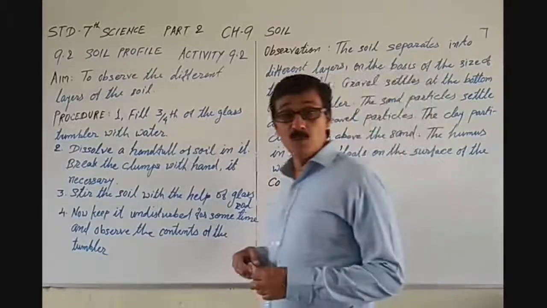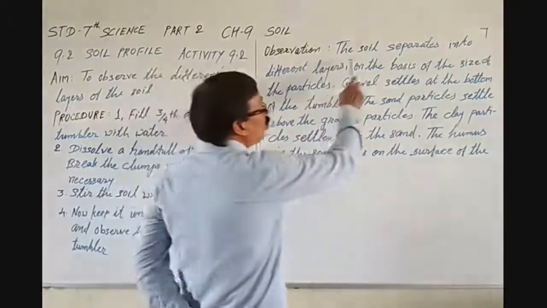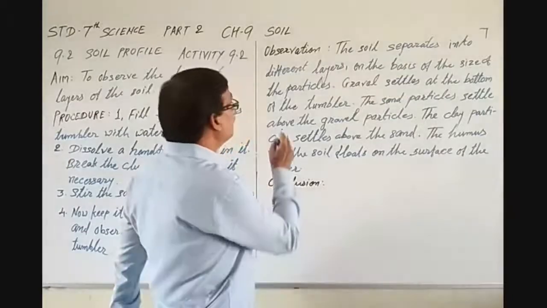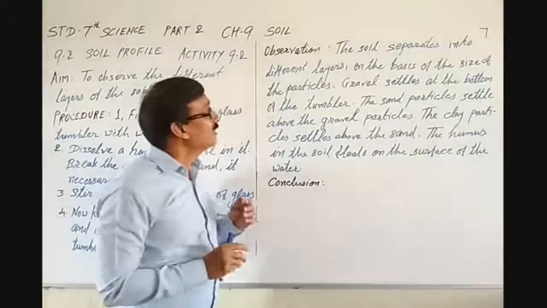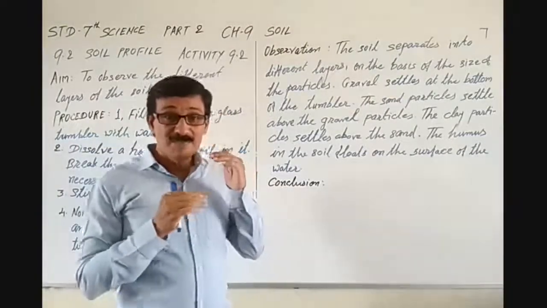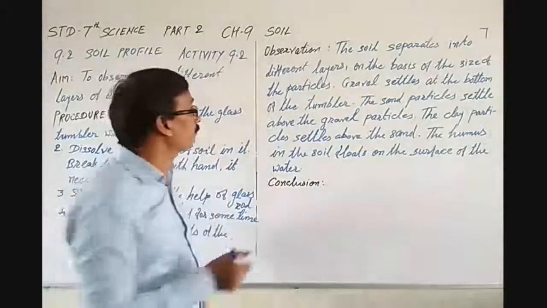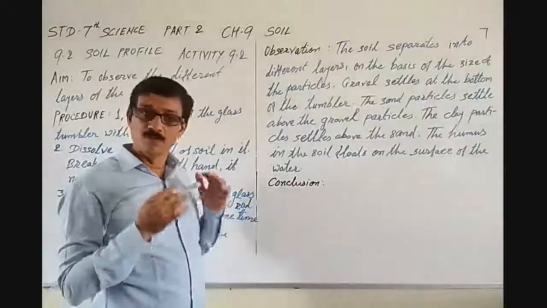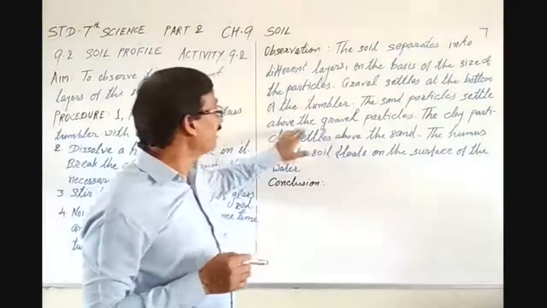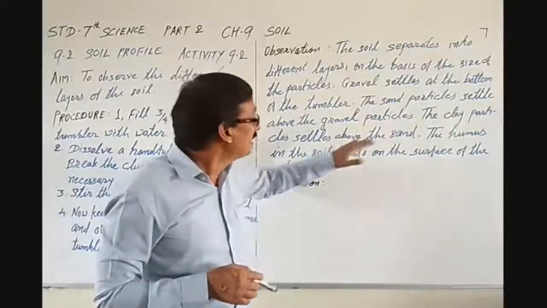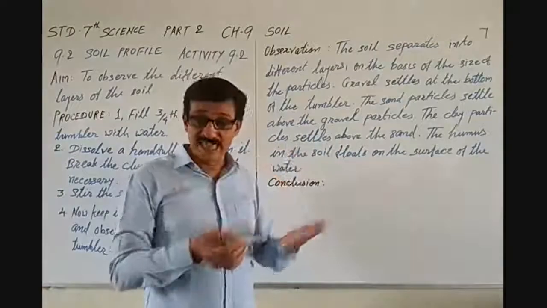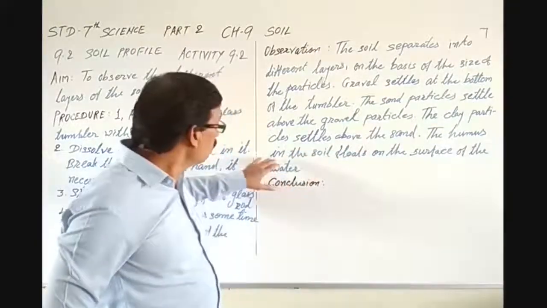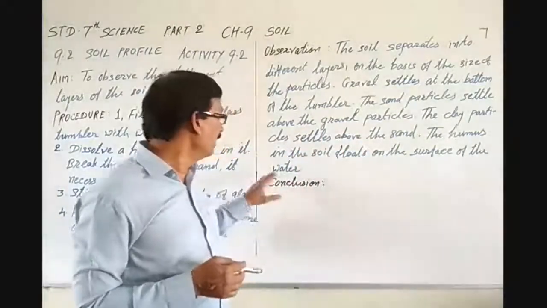Okay. Now let's see what the observation is. The soil separates into different layers on the basis of the size of the particles. Gravel settles at the bottom of the tumbler. The sand particles settle above the gravel particles. The clay particles settle above the sand. So first gravel, then sand, then above it the clay. The humus in the soil floats on the surface of the water.